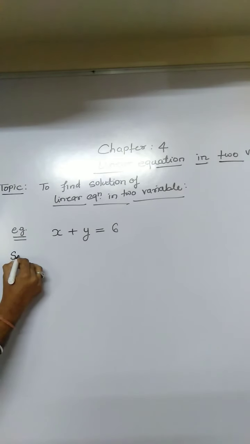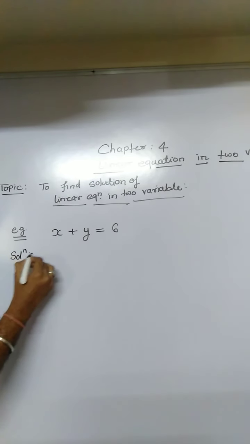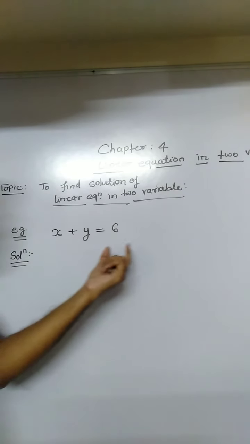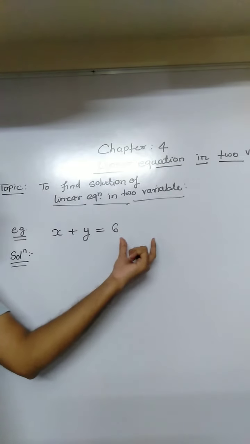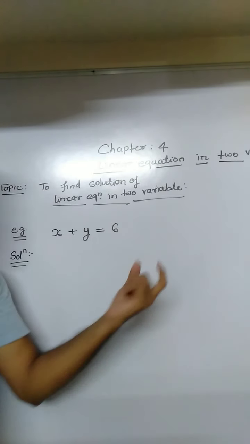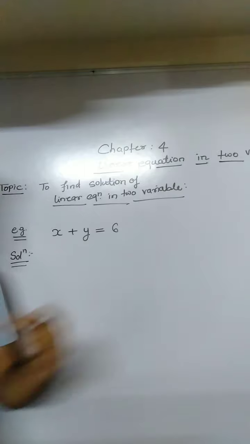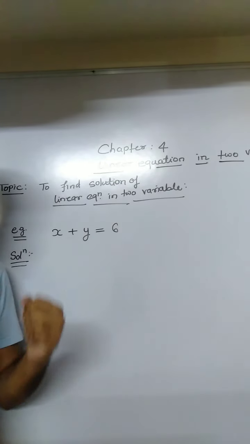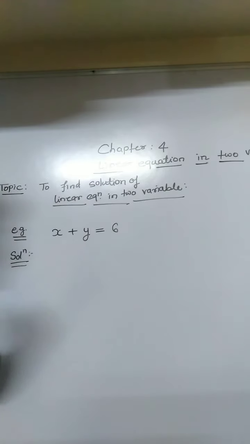So how to find solutions for this equation? If a simple linear equation in one variable is given, then we can find it easily. That we have already learned in class 8. But now here there are two variables. So how to find the value for this?